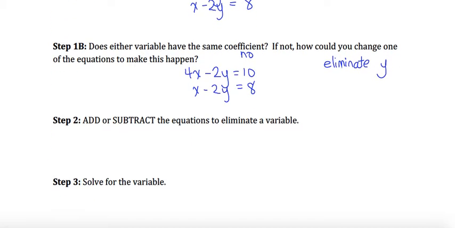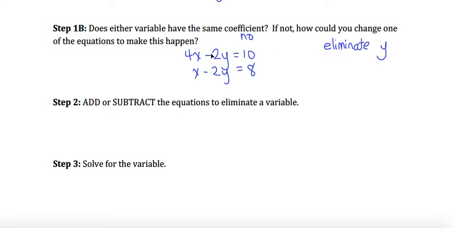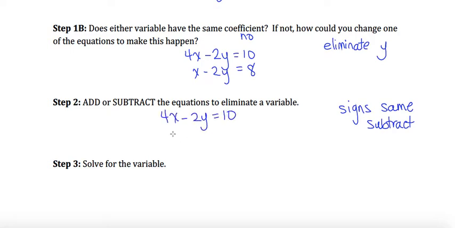So do we add or subtract? Let's take a look at the signs in front of our coefficient. The signs are the same. They are both negatives. So we need to subtract. So I'm going to have 4x take away 2y is equal to 10. And then I have x take away 2y is equal to 8. So I'm going to subtract these two equations.